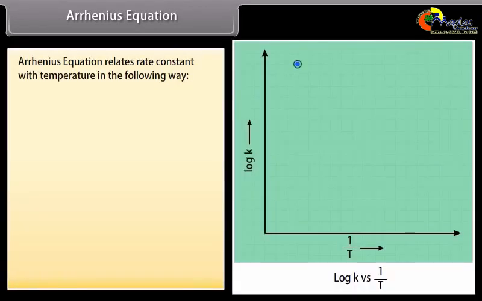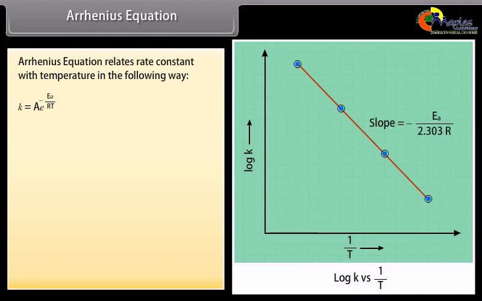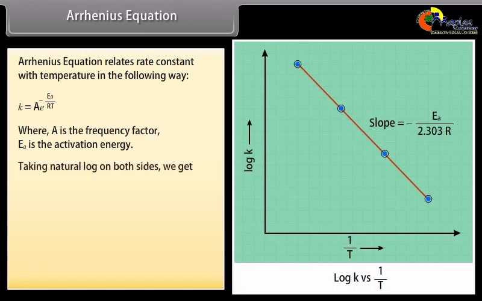Arrhenius equation. Arrhenius equation relates rate constant with temperature as K is equal to the product of A and e raised to the power minus Ea upon RT, where A is the frequency factor and Ea is the activation energy. Taking natural log on both sides, we get ln K is equal to ln A minus Ea upon RT.